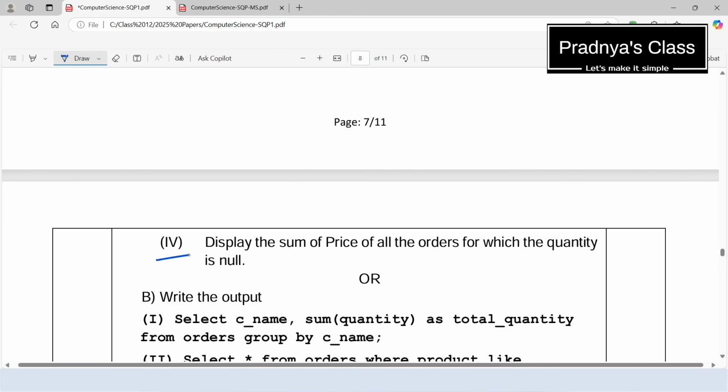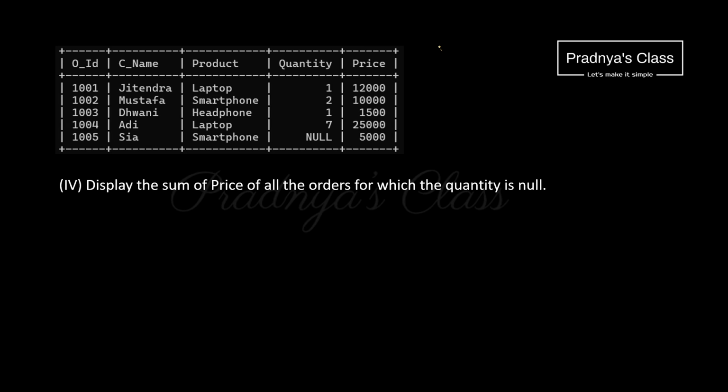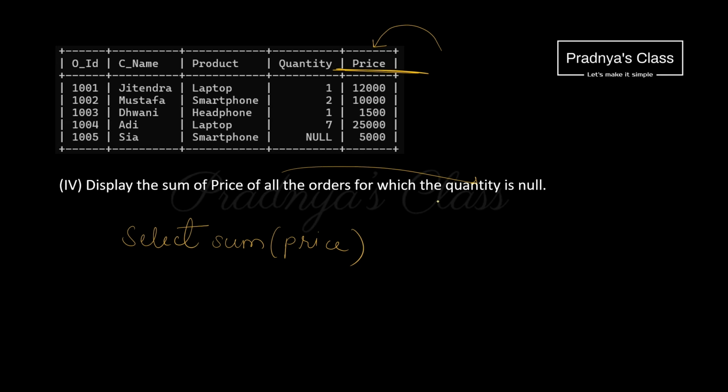We need to write one more query. Display the sum of price for all the orders for which the quantity is null. Alright, let's try to write the query. We need to just display the sum of price. So let's apply the sum function on the price column. And that we need to display. So select. But while displaying, we have some condition. Quantity should be null. So let's continue. From the table name is orders. Now let's write the where condition.